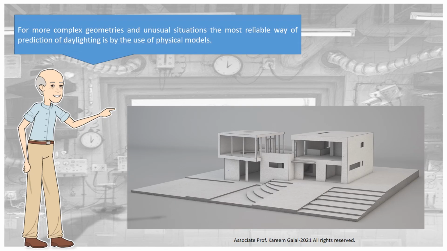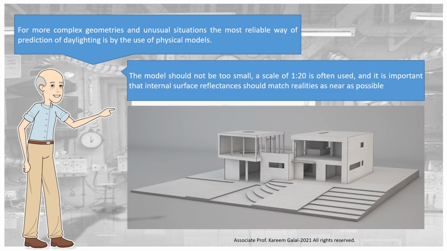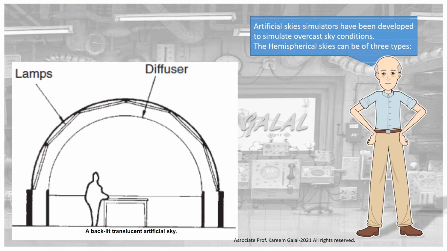For more complex geometries and unusual situations, the most reliable way of prediction of daylighting is by the use of physical models. The model should not be too small. A scale of 1:20 is often used, and it is important that internal surface reflectances should match reality as near as possible. Artificial sky simulators have been developed to simulate overcast sky conditions.